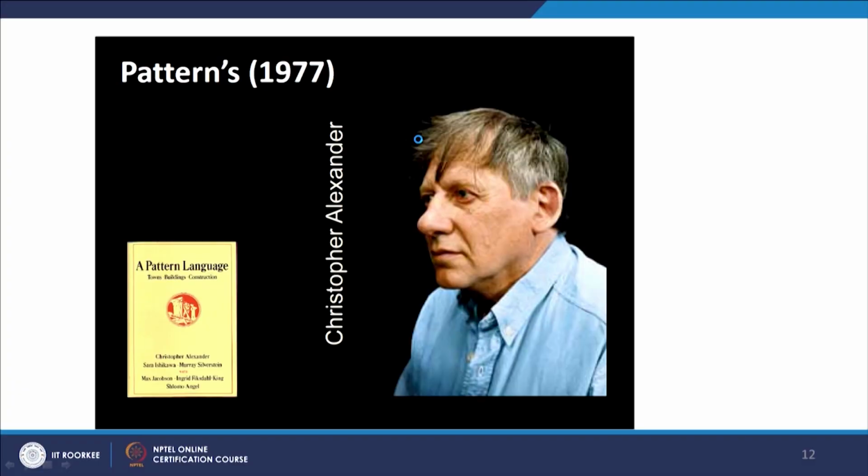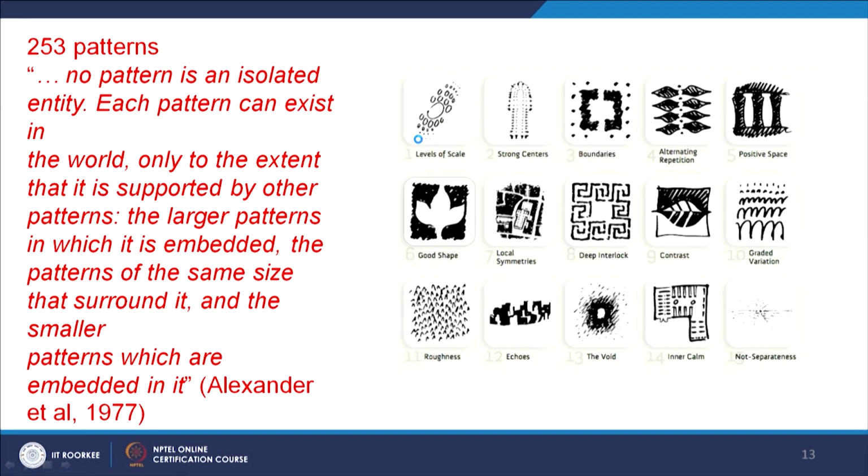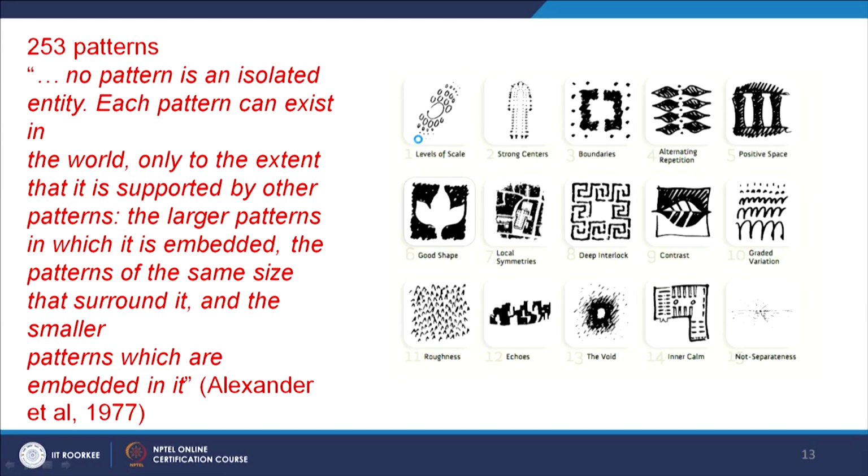So events, it also talks about what time of this place is all about. And further down, we take it to Christopher Alexander's work, where he talks about pattern language. If you look at his work, he actually develops 253 patterns, and how these alignments within the city have to be followed in terms of balance and harmony. In fact, he says no pattern is an isolated entity, and each pattern can exist in the world only to the extent that it is supported by other patterns.